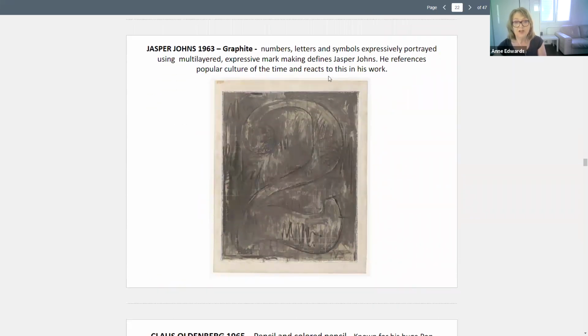Jasper Johns, numbers, letters and symbols, expressively portrayed using multi-layered expressive marks. This is what defines Jasper Johns.